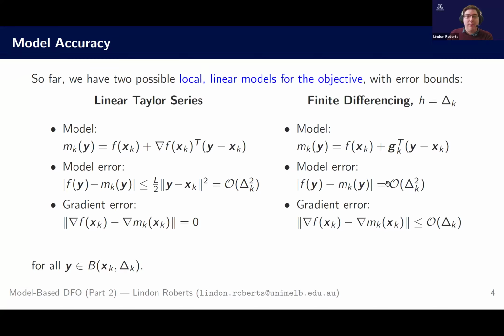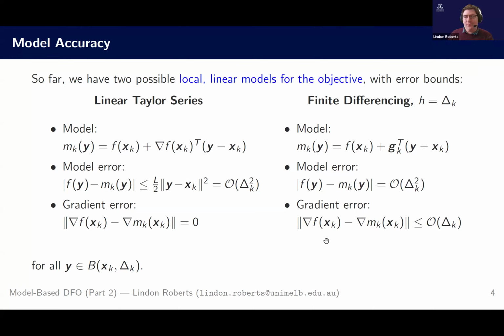The model error, again, in both cases is of size delta squared. That just comes from how the function's gradient changes over time, how it deviates from a linear function, plus any errors from the gradient approximation. And we've also got our gradient errors. For the Taylor series, that gradient error is 0. For the finite differencing, that gradient error is of size delta_k. And these model errors hold for all y inside our trust region, for all perturbations of size at most delta.